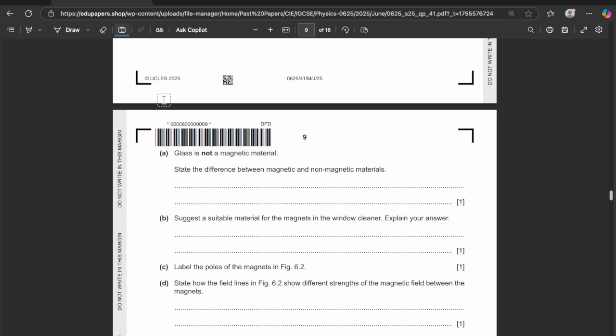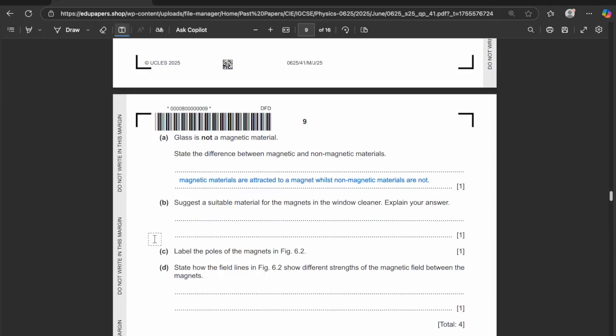So, magnetic materials are attracted to a magnet, whilst non-magnetic materials are not. B, suggest a suitable material for the magnets in the window cleaner. Explain your answer. So we need a permanent magnet. So we choose steel because it is a permanent magnet.